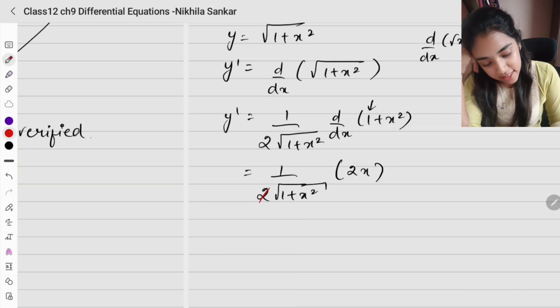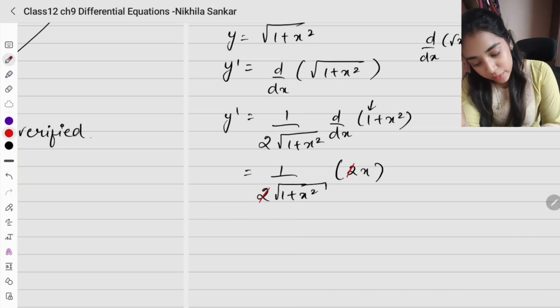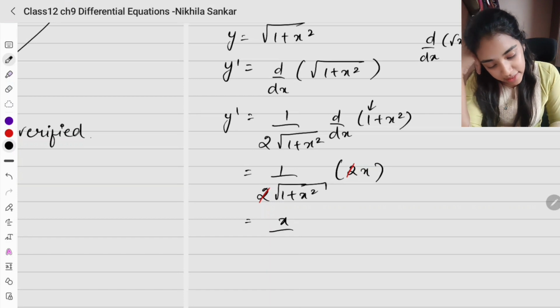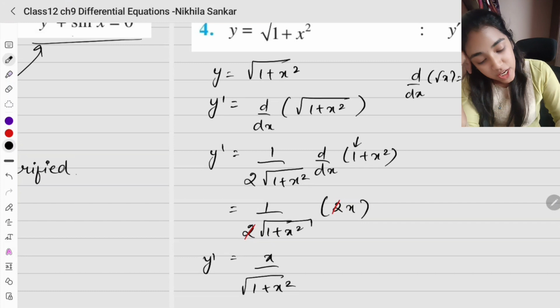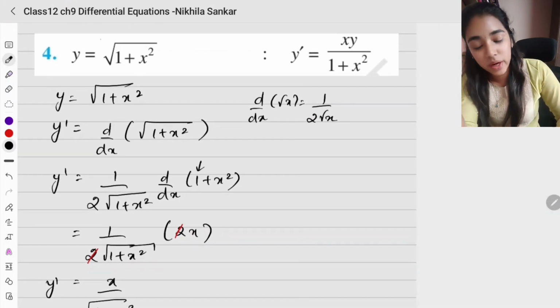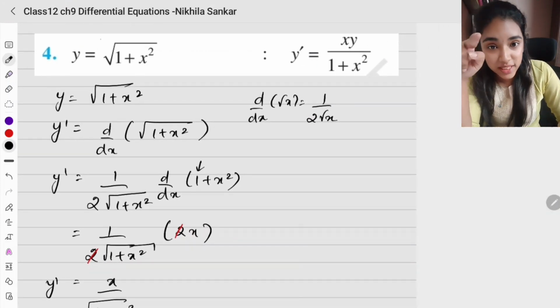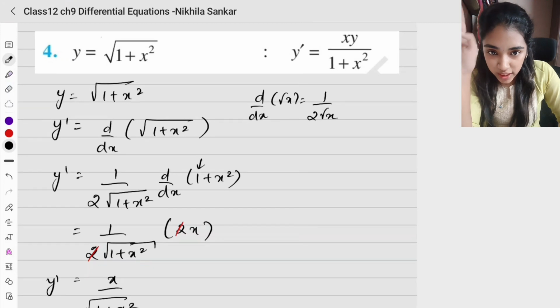Now I can cancel the 2 and the 2 and what am I left with? I'm left with x divided by square root of 1 plus x square. So this is my y dash. And in that என்ன prove பண்ண சொல்றாங்க? I have y dash equals xy divided by 1 plus x square. Denominatorல square root இல்ல. அப்ப என்ன பண்ணலாம்?